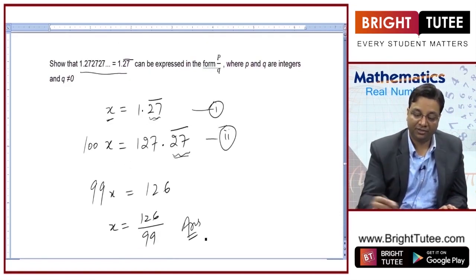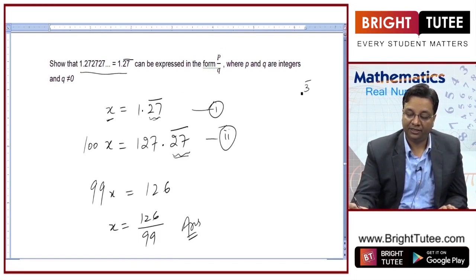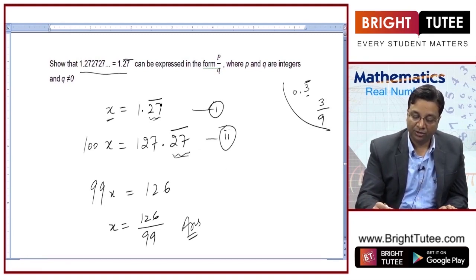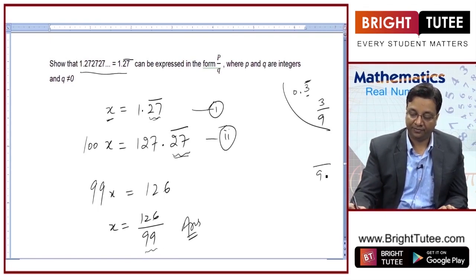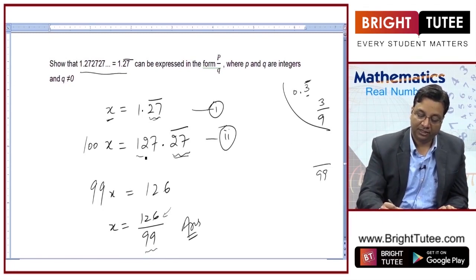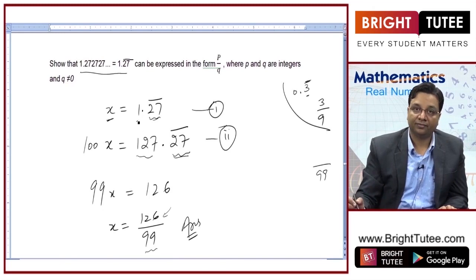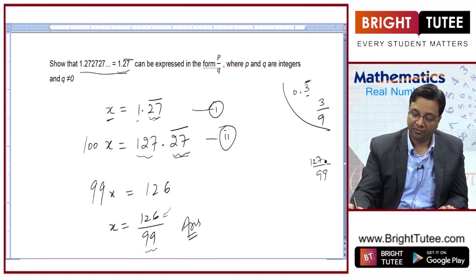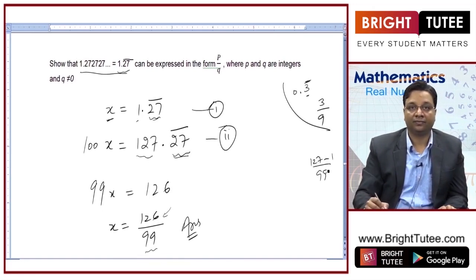And if you notice, in the first one there was one repeating number, right? There was one repeating digit, and we got our answer as that digit divided by 9, right? In this I got two repeating digits, so I got two 9s in the denominator, and in the numerator I got the number, that is this number minus this. Okay, the number 127 minus 1.